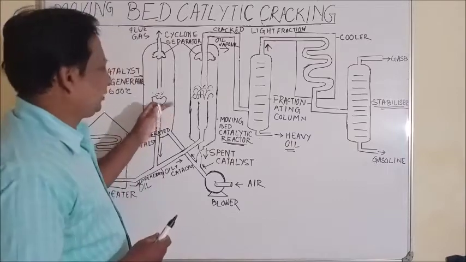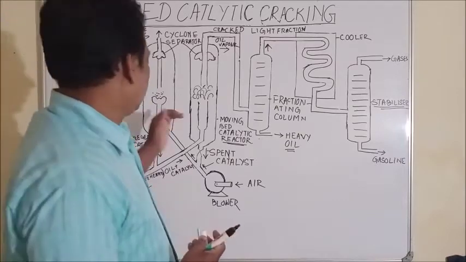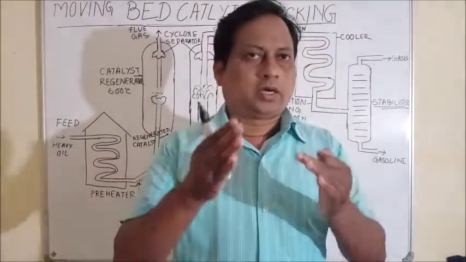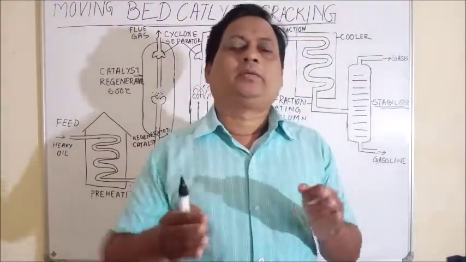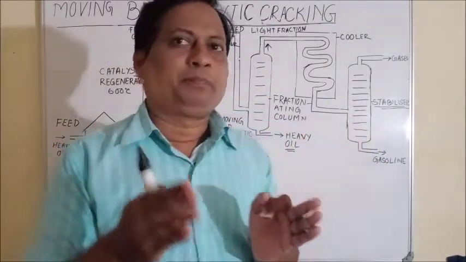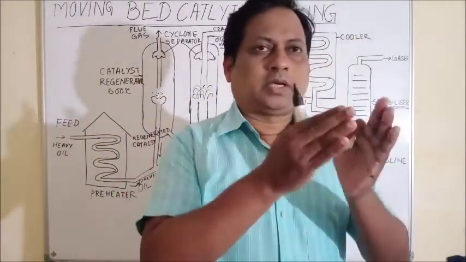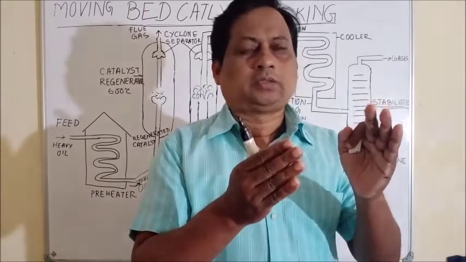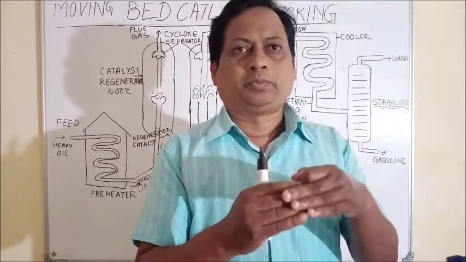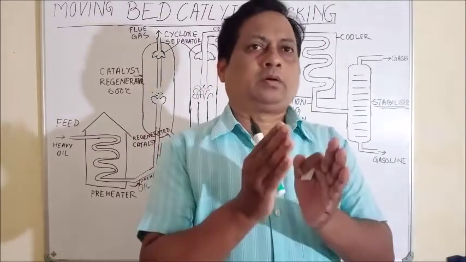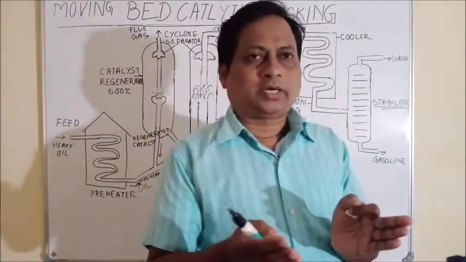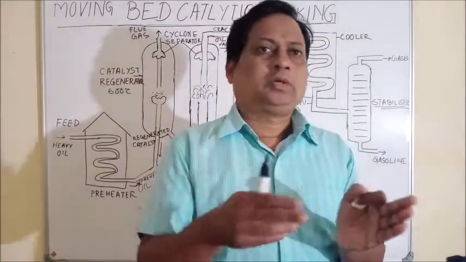The spent catalyst, or the exhausted catalyst, contains a large amount of carbon, because when it is cracking the oil vapors, oil is composed of carbon, so carbon is breaking. When carbon is breaking, the carbon is deposited over the catalyst. That's why the catalyst becomes covered with the carbon.